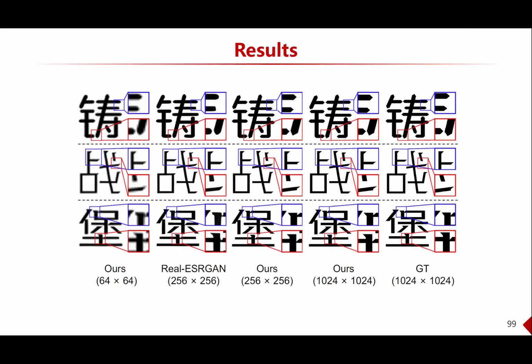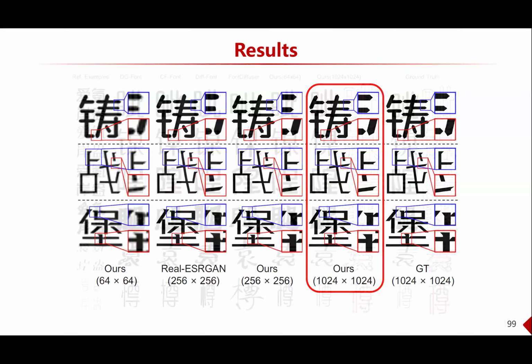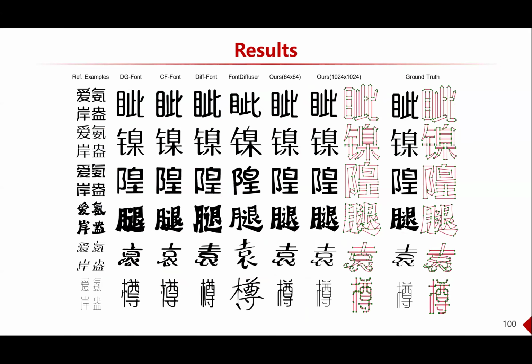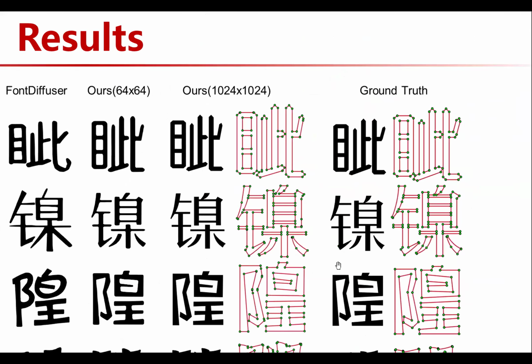This figure shows that our model is able to extract and recover style details from high resolution style references, compared to other general purpose image super resolution models. And from this figure, we can see that very high quality vector glyphs can be generated compared to the ground truth, with almost similar numbers of control points and high quality glyphs.